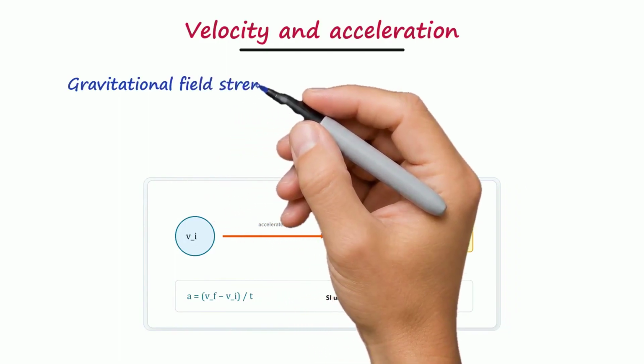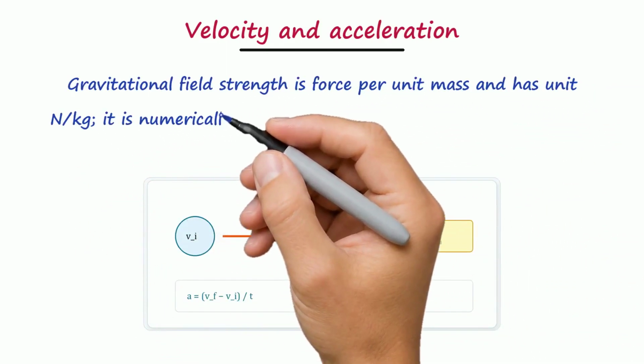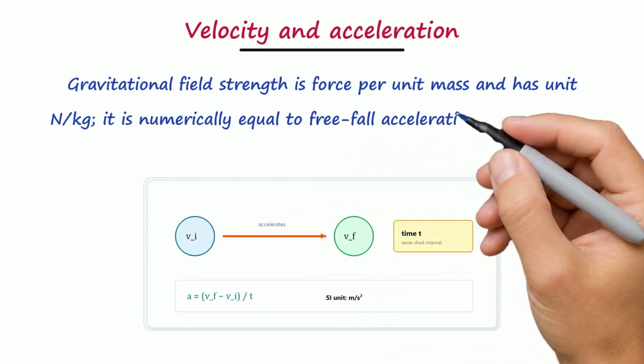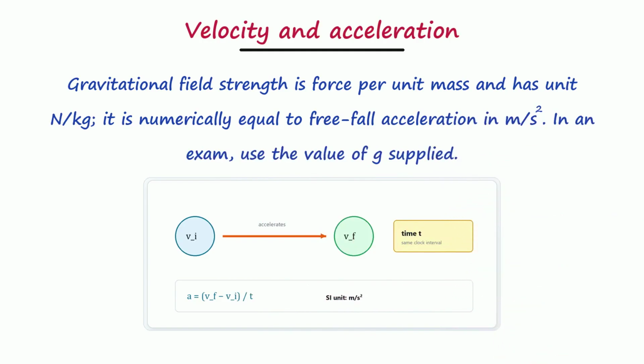Gravitational field strength is force per unit mass and has unit N/kg. It is numerically equal to freefall acceleration in m/s². In an exam, use the value of g supplied.